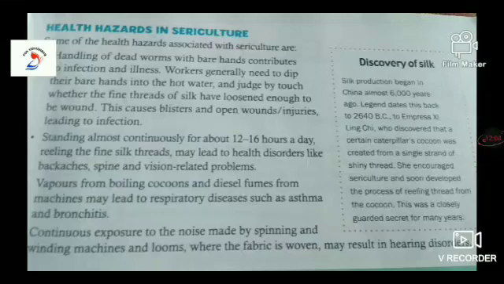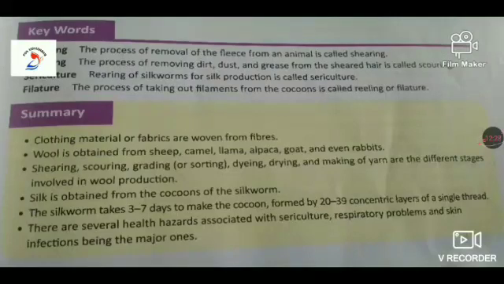Standing almost continuously for about 12 to 16 hours a day, reeling the fine silk threads, may lead to health disorders like back pains, spine and vision related problems. Vapors from boiling cocoons and diesel fumes from machines may lead to respiratory diseases such as asthma and bronchitis. Continuous exposure to the noise made by spinning and winding machines and looms where the fabric is woven may result in hearing disorders. And you can read this discovery of silk which is given in the box.